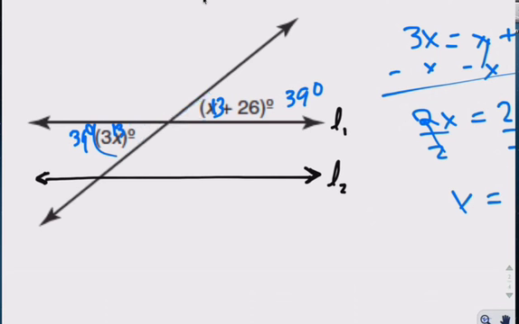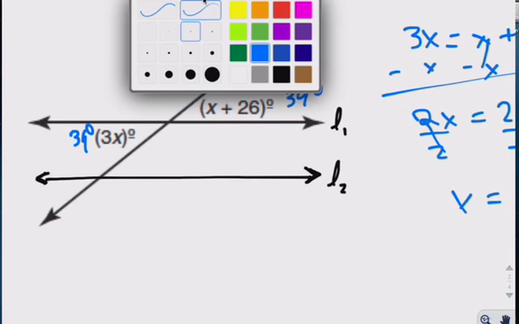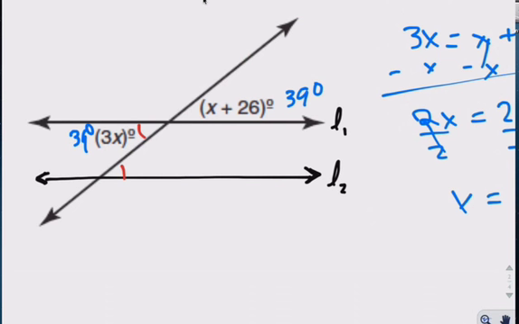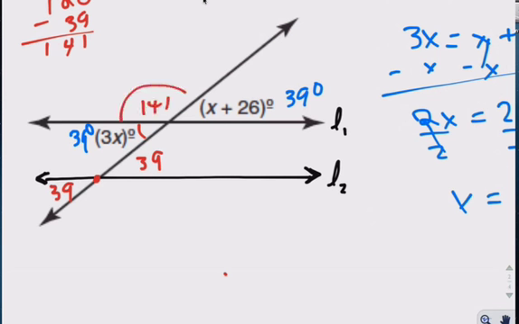Okay? So, now, alternate interior. This is the interior, this is the interior, also congruent. So that will be 39 also. And therefore this is 39 because the vertical angles tell us those two are congruent. And then obviously this makes 180. So 180 subtract 39 is 141. So this degree is 141 degrees. Therefore the congruent angle is 141 degrees.